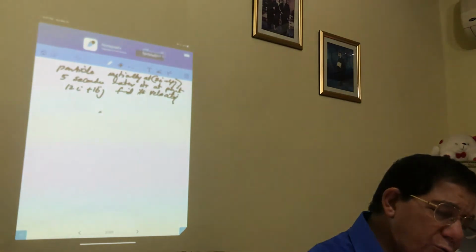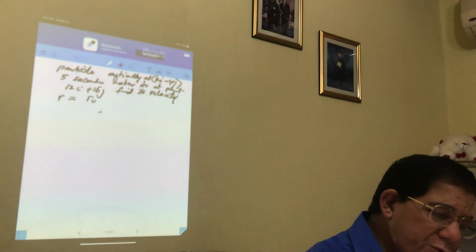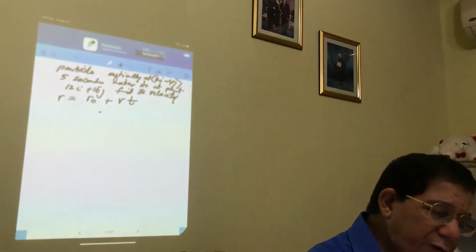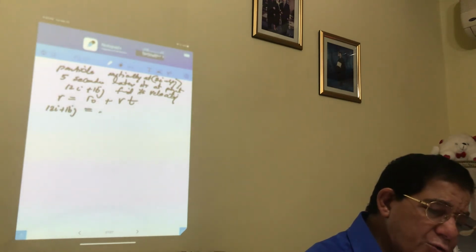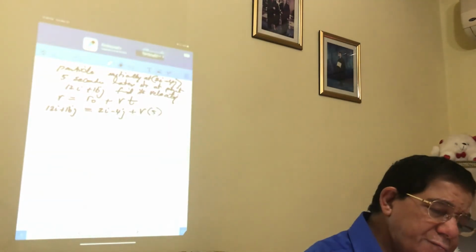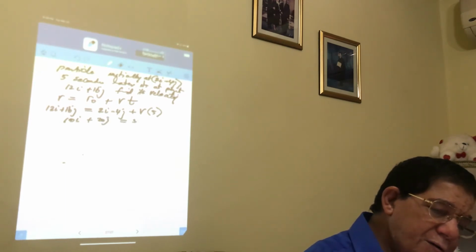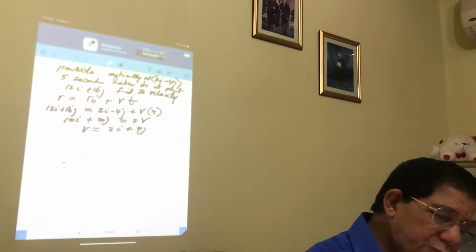We are going to use the rule R equals R0 plus Vt. R is 12I plus 16J. R0 is 2I minus 4J plus the velocity V, and the time is 5. We bring this here, we get 10I plus 20J equals 5V. So V equals 2I plus 4J. Good.